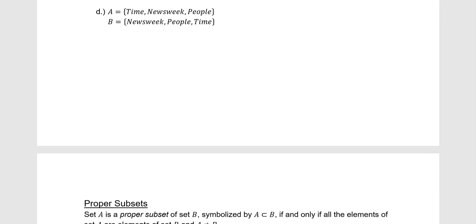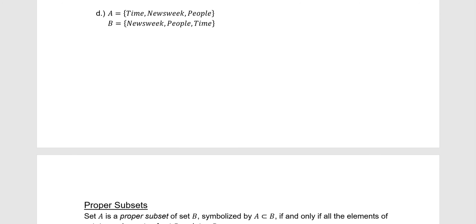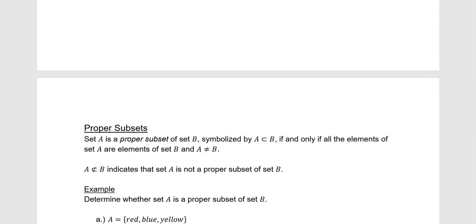Okay, and then the last one here, we have set A is Time, Newsweek, and People, and set B is Newsweek, People, Time. So determining if all the elements in A are in B, we have Time and Time, Newsweek and Newsweek, and People. So all of the elements in set A are also in set B. So that means set A is a subset of set B. And notice here that set B is also a subset of set A. And these sets are actually equal to each other. Okay, so that was the definition of a subset.